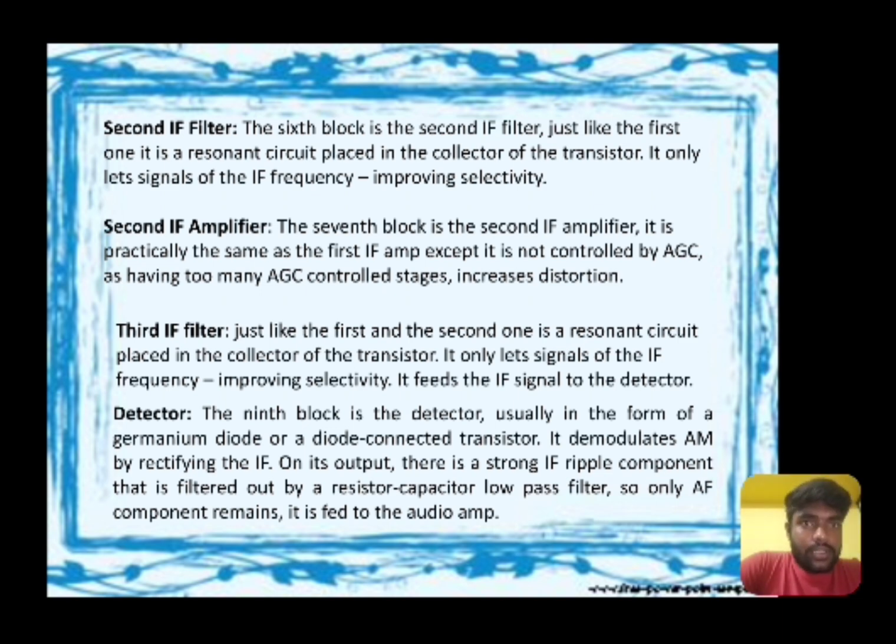Let us come to the third IF filter. Just like the first and the second, it is a resonant circuit placed in the collector of the transistor. It only lets signals of the IF frequency through, improving selectivity. It feeds the IF signal to the detector.